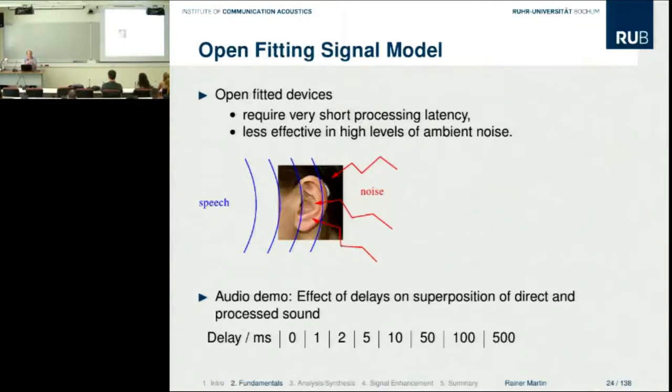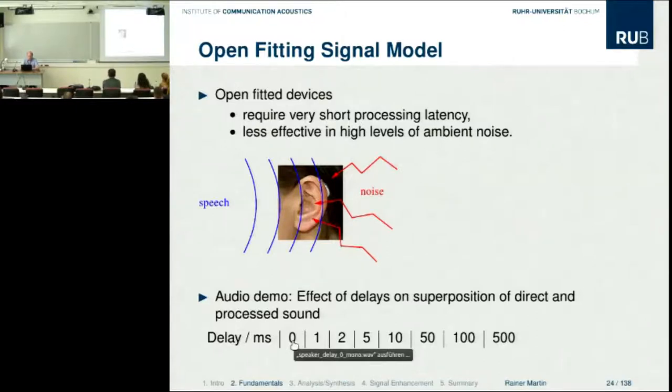So you have two times the same signal, but there is a delay. There's a latency between the two signals. And once you have a delay, you get interference between the two sounds and a change in timbre or other effects. And we can try to reproduce this here.